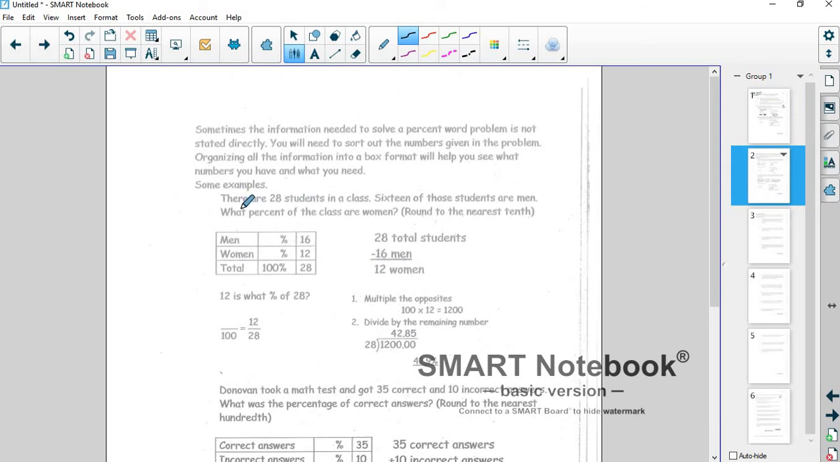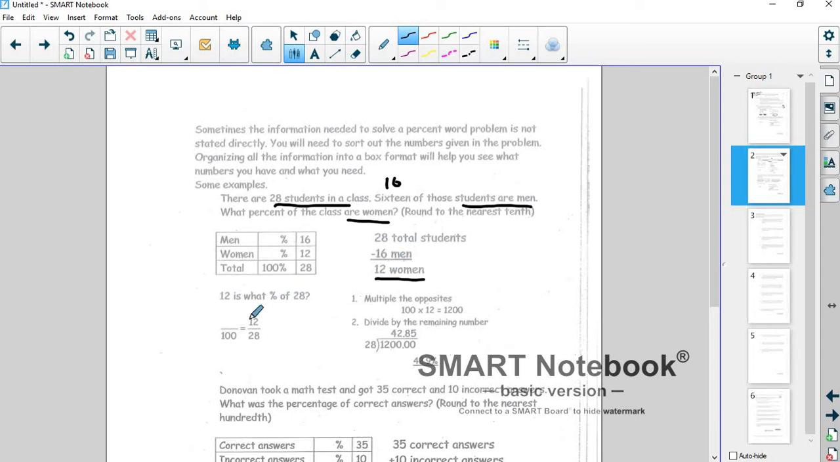okay? You have to read them very closely, right? 28 students in a class, 16 of those students are men. What percent are women? So they tried to throw you off a little bit here. 16 of them are men. What percent are women? Well, you have to find the number of women before you can find the percentage of women, right? So subtract 28 minus 16 men, you get 12 women.